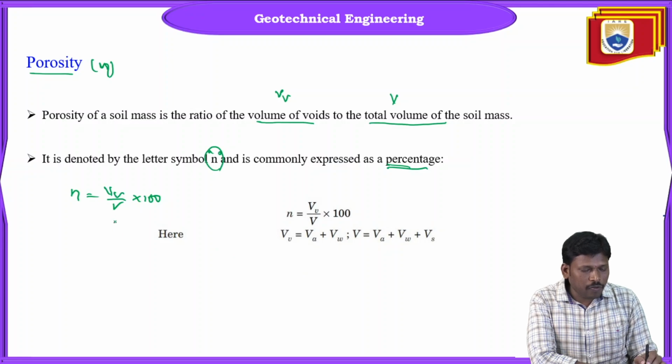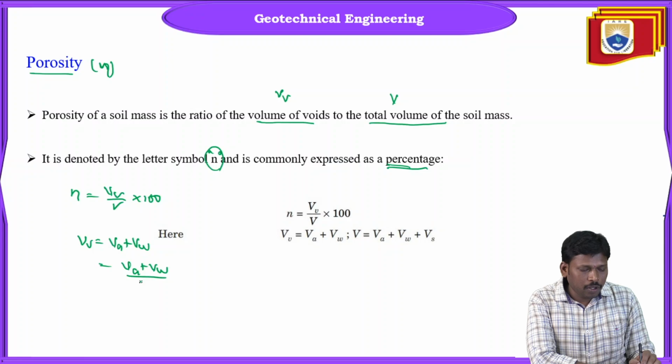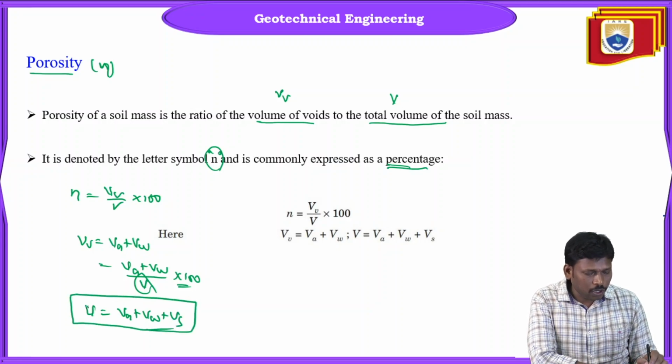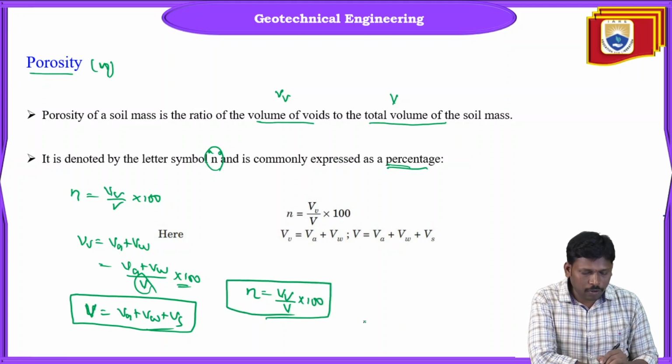Here the volume of voids is equal to volume of air plus volume of water. So if we rewrite this formula, it becomes n equals volume of air plus volume of water by total volume, into 100. If you want to elaborate in more detail, total volume we can write as volume of air plus volume of water plus volume of solids. This is the porosity. Okay.